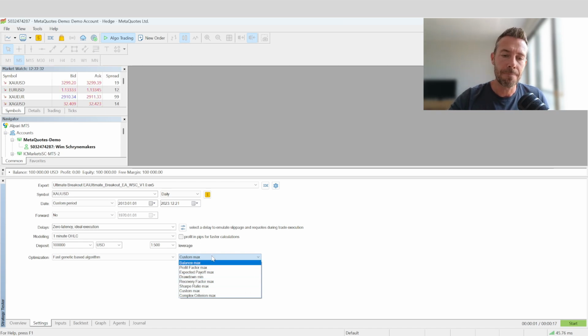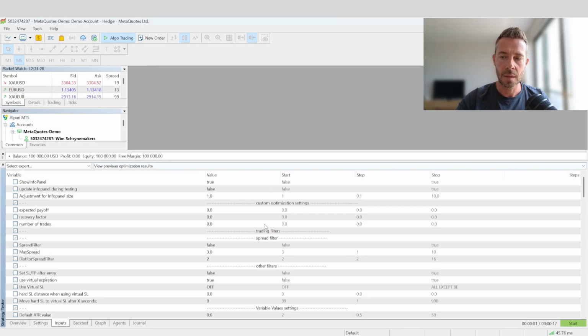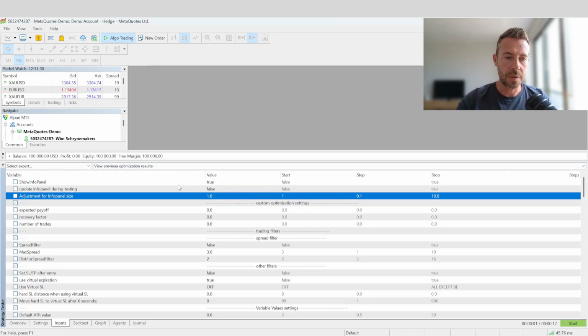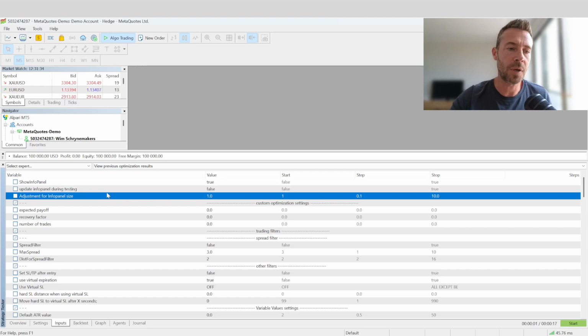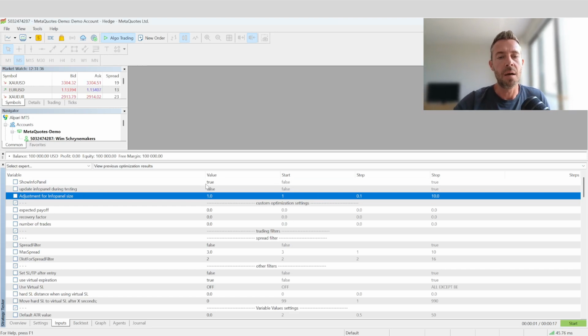What I'm going to say is, for this example, we're going to use the custom max, which basically uses multiple criteria for selecting the best strategies. All right, so the first few parameters, these ones, they're not important for the optimization process, because they basically will allow you to show the info panel during backtesting, yes or no.